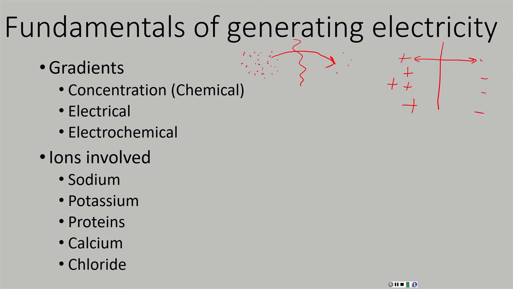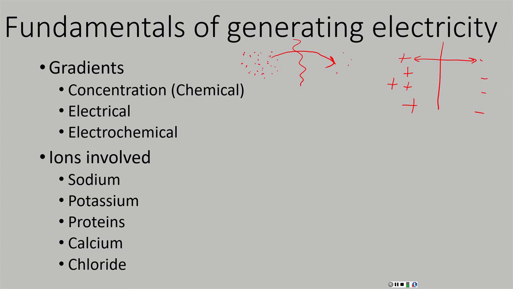But once we have our concentration gradient and an electrical gradient in place, we develop something called an electrochemical gradient. And an electrochemical gradient is what results from both a concentration and electrical gradient together. If that doesn't make sense, don't worry, because we're going to draw a picture here in just a little bit and see exactly how that works.